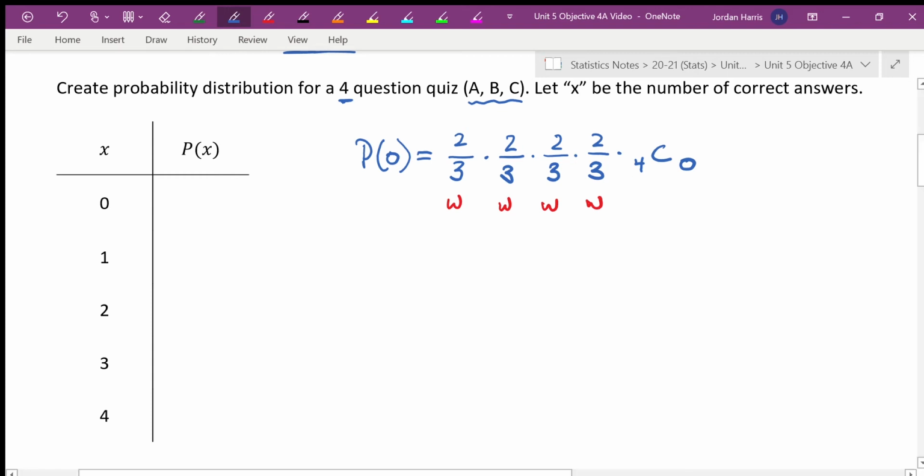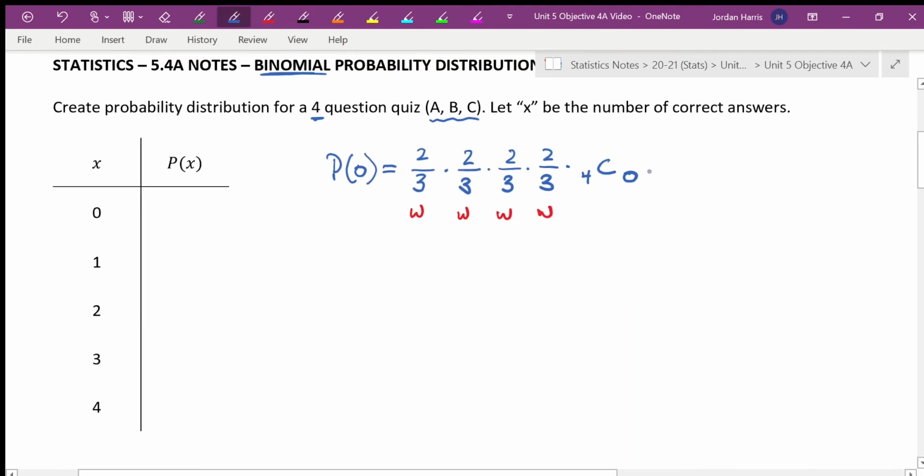So that's why it's 4C0. You'll see why I'm kind of changing this. A lot of people want to say 4C4, which would actually give you the same answer in the end. But how we're going to deal with it as we move forward is we're actually going to use the 0. You'll see. Okay. So anyways, I'm going to leave this in fraction form. So 2 times 2 times 2 times 2 is 16 over 3 times 3 times 3 times 3 is 81. So 16 out of 81 is that first probability.